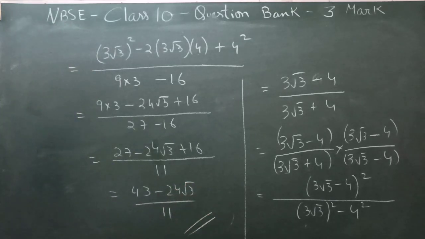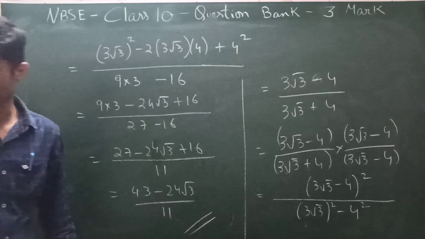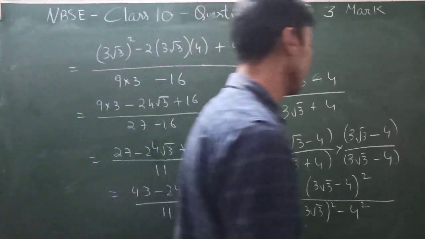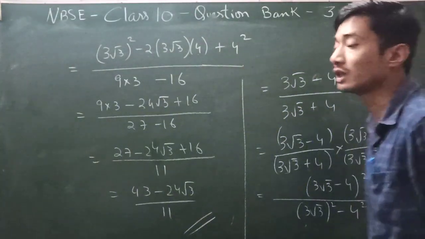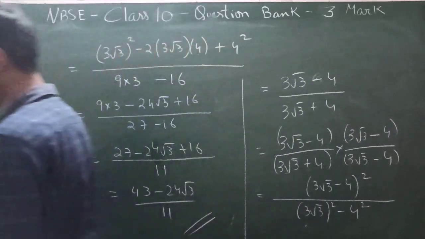So this is the solution. More than trigonometry, we require more simplification compared to trigonometry. So your simplification concept has to be very good. You have to be good in arithmetic. What I mean to say is that.